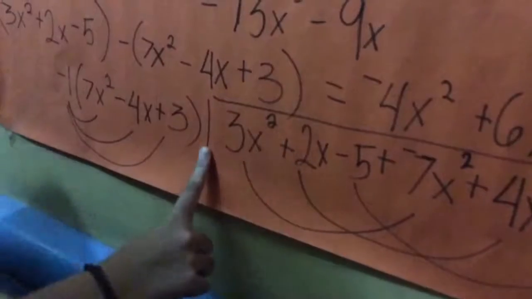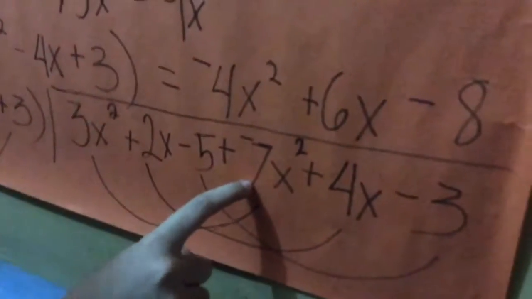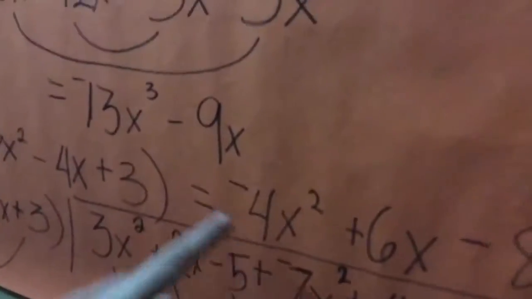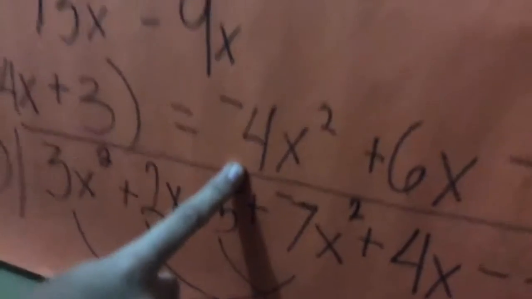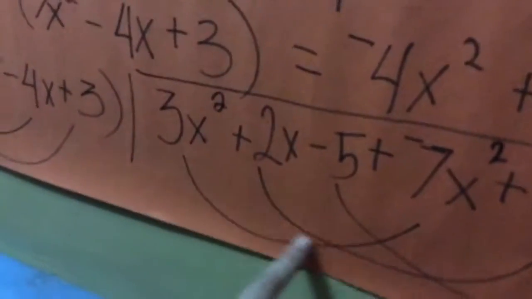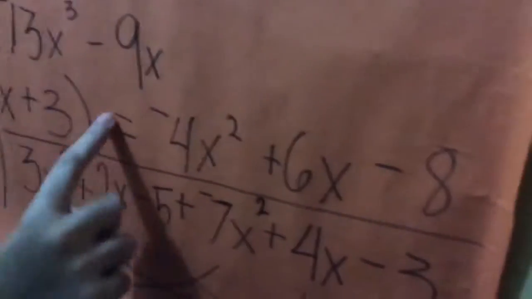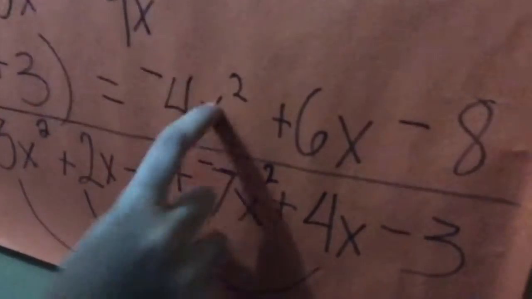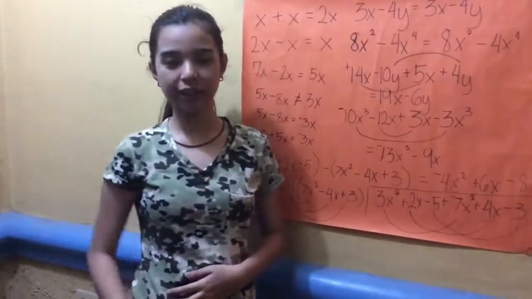So, 3x squared plus negative 7x squared is equal to negative 4x squared. Positive 2x plus positive 4x is equal to positive 6x. Negative 5 plus negative 3 is equal to negative 8. So all in all, the answer is negative 4x squared plus 6x minus 8. So that's all you need to know about subtraction of algebraic expressions.